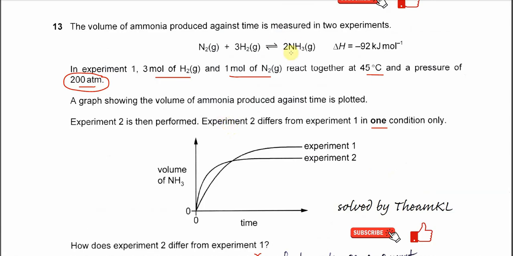Haber process. We know that the left hand side is 4 moles, the right hand side is 2 moles. When higher pressure is used, the equilibrium will shift to the side with fewer moles, which means it will actually increase the volume of ammonia, the yield. Therefore, it also does not suit this graph, because experiment 2 actually forms less.